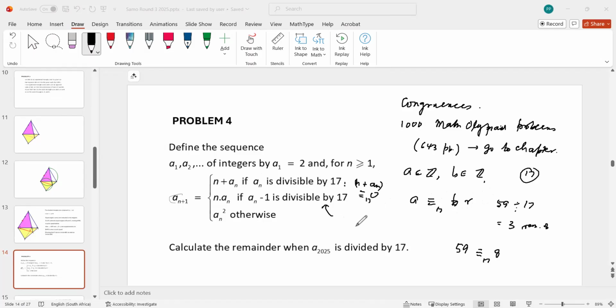And the second one, a_n is congruent to 1 mod 17. So the idea is just to simply divide by 17 and take remainders. And you work only with remainders, because this problem here is all about remainders and divisibility. So you work only with remainders.